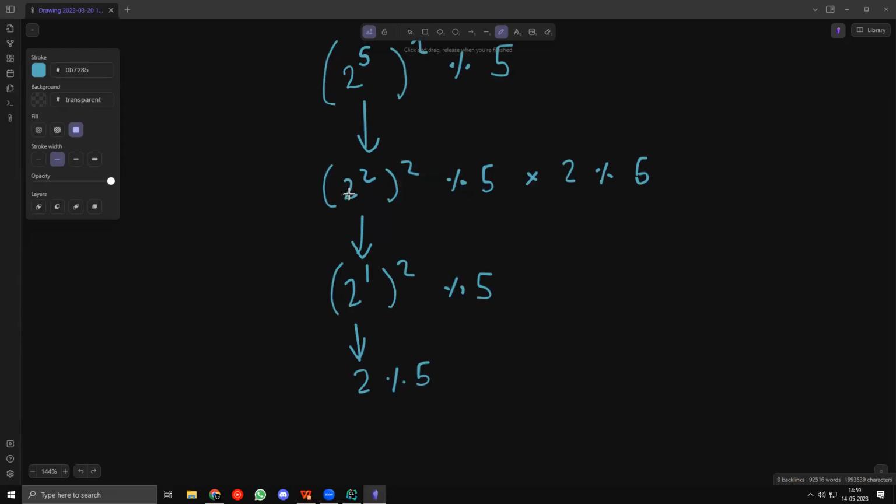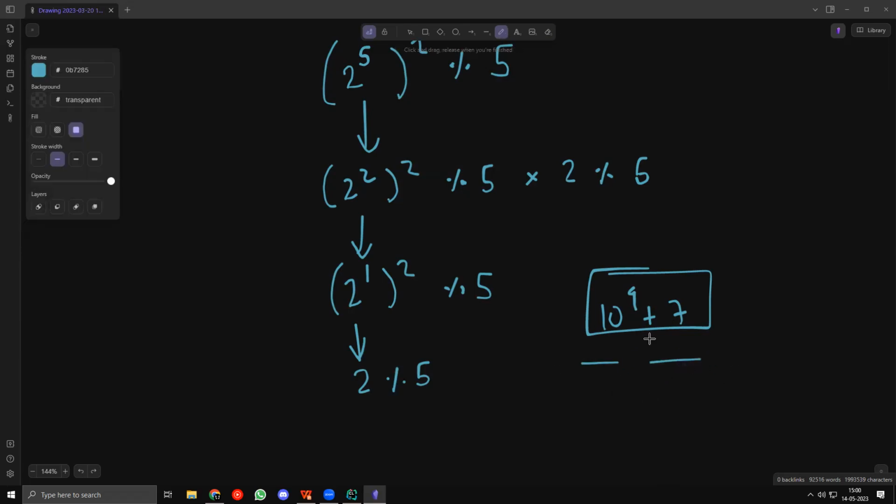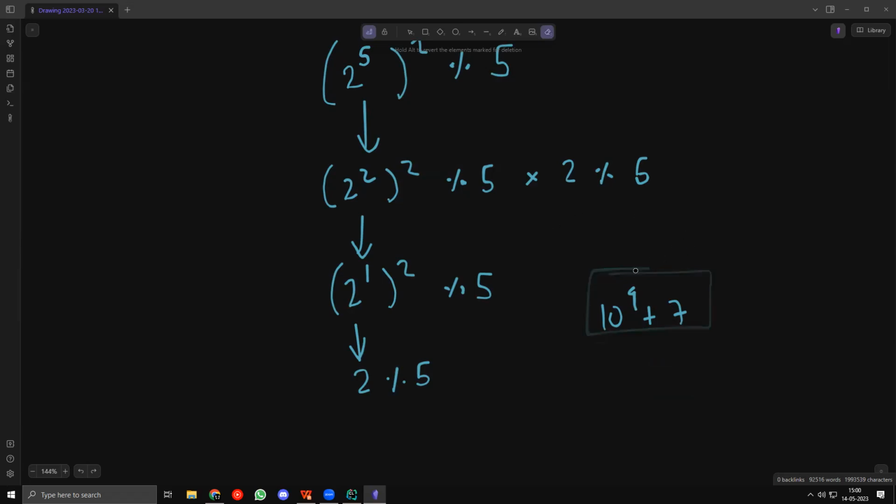Sir, do we use only 10 to the power of 9 plus 7, or can we use any number for modulo? 10 to the power of 9 plus 7 is the value given in the problem. Generally they give you a number like that. If the number is something else, like 99985, then you should use that respective number. Don't always use 10 to the power of 9 plus 7. It depends on the problem. So use what they give you. This is just a general value, that's why I'm using this.